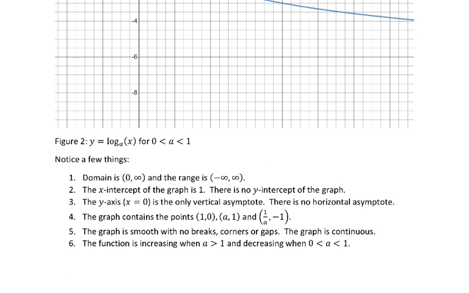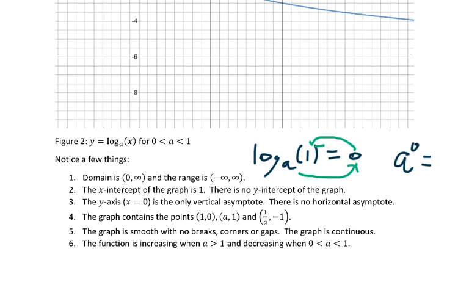And these are just some of the facts that I pointed out. Again, here's the domain and range. The x-intercept, as I said, is 1. In other words, this is really saying that if you do log base a of 1, you're going to get 0. And again, that really just follows from the definition. You could just do a log roll, because if you do a to the 0, you're going to get 1. So a to the 0 is in fact equal to 1. So that's really why it's true. We also, as I said, the y-axis is the only vertical asymptote.